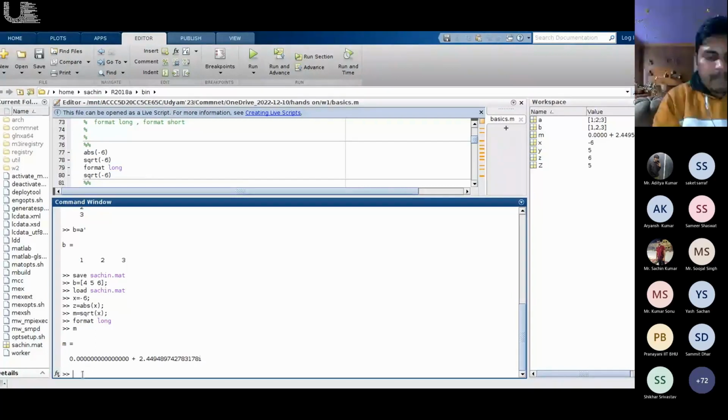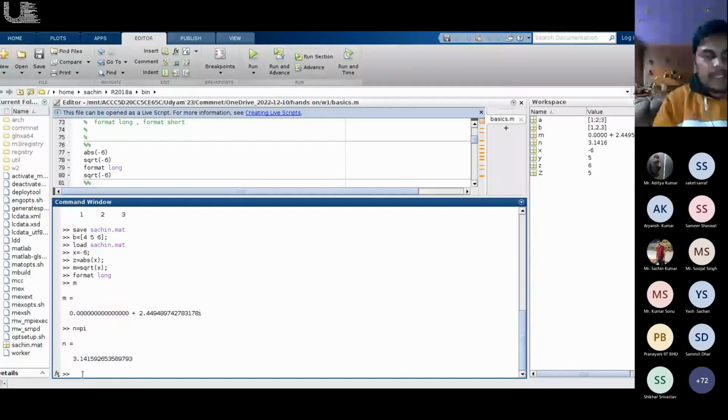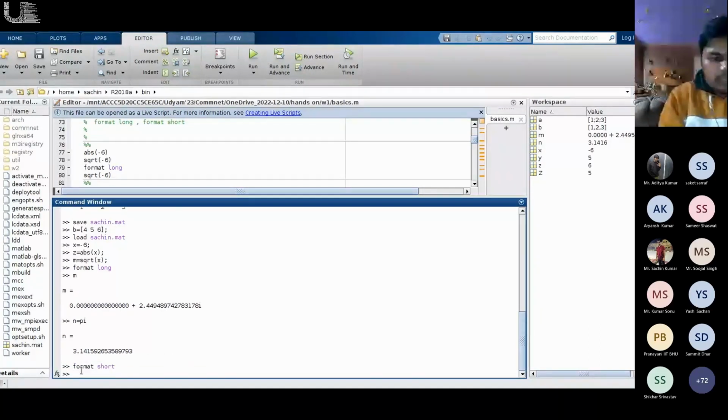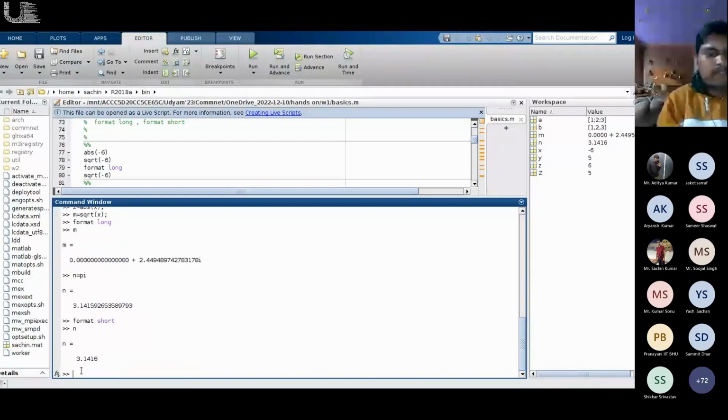अब मान लेते अगर हम पाई का वैल्यू लिखते हैं n is equal to pi. देखो पाई का वैल्यू बहुत ज़्यादा precise value दिया गया यहाँ पे. If I am getting format short, then I'm printing the value of n, it will give only 4 digits after decimal. Okay, so format long and format short, you can use whatever according to your requirement.